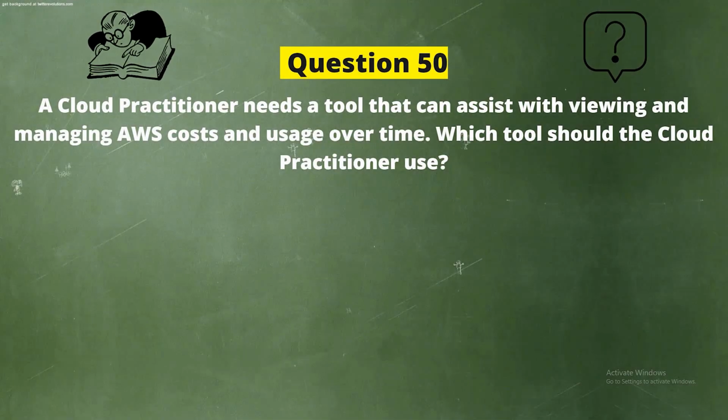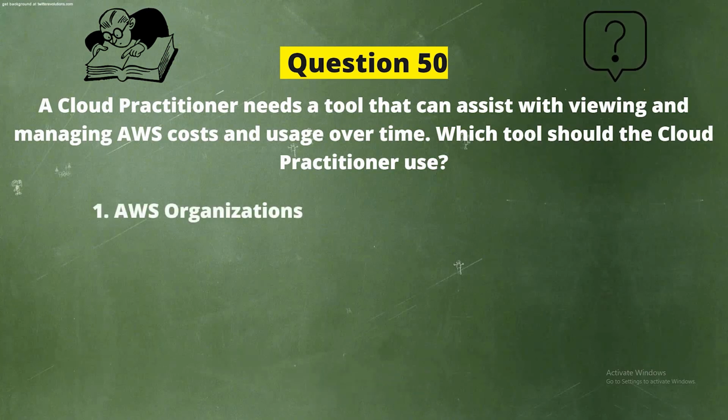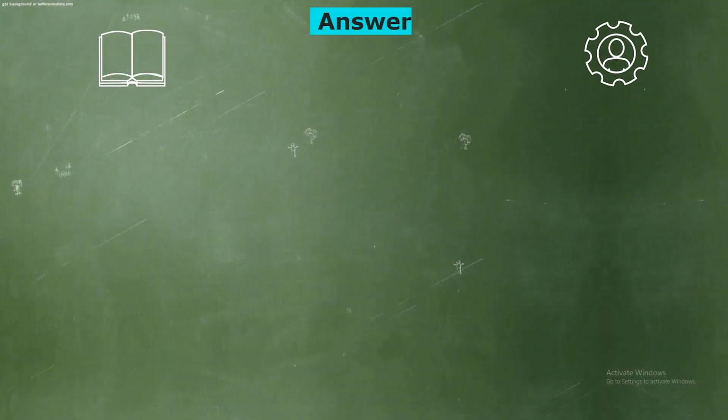Next question. A cloud practitioner needs a tool that can assist with viewing and managing AWS costs and usage over time. Which tool should the cloud practitioner use? And the options are: Option 1. AWS Organizations. Option 2. Amazon Inspector. Option 3. AWS Cost Explorer. Option 4. AWS Budgets. And the correct answer is Option 3.